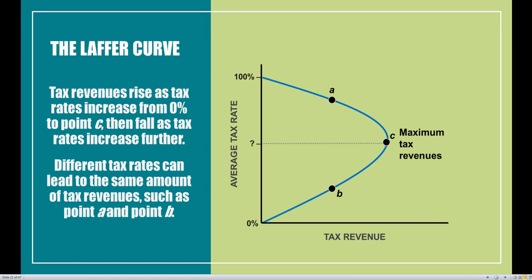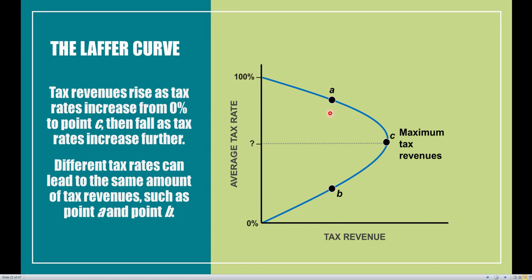So suppose that we compare point A and point B against one another. Point A has a very high tax rate and it generates some type of tax revenues. With a very high tax rate, there's not a lot of people that are working, but there are still a few people working. Based on the few people that are working, the government collects some amount of taxes. Let's call this maybe $1 trillion in tax revenue.